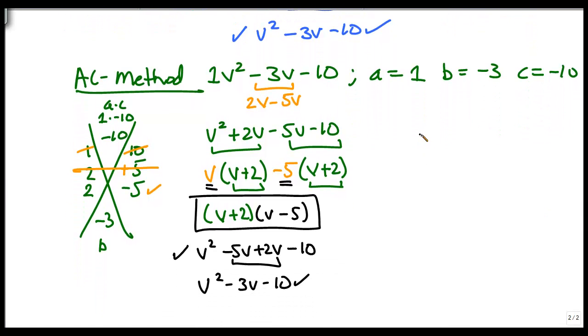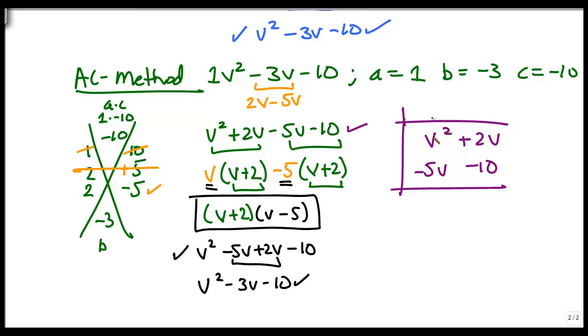Of course, I want to look at my little box method. I would still take where I am from right here. I have v squared plus 2v minus 5v minus 10. In my first column, the GCF is v. In my second column, the GCF is a 2, so I'm going to put a plus 2. In the first row, my GCF is a v. In the second row, my GCF is not just a 5, it's a negative 5. So you can see here I'm left with v plus 2 times v minus 5.